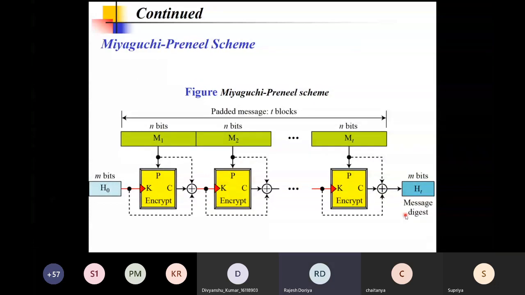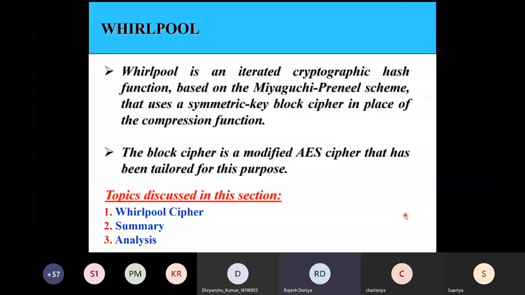Now we are going to start our first big hash function. We also call them a hash algorithm sometimes. So Whirlpool is an iterated cryptographic hash function, and it is based upon the Miyaguchi-Preneel scheme that uses a symmetric key block cipher in place of the compression function.